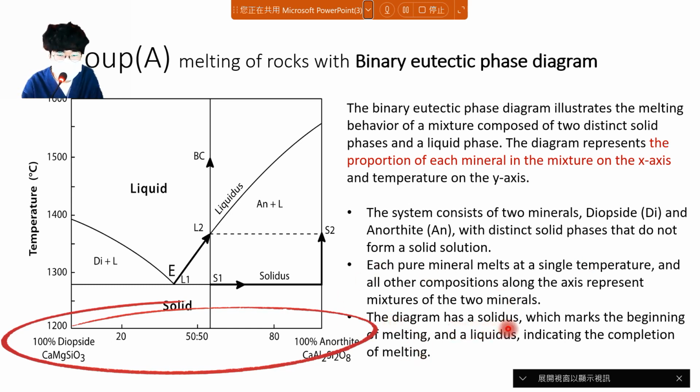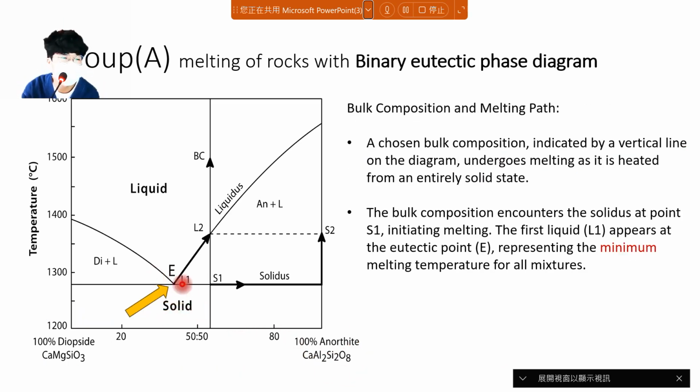The diagram has a solidus, which marks the beginning of melting, and a liquidus, indicating the completion of melting. And here we see the eutectic point. The first liquid appears at the eutectic point here, representing the minimum melting temperature for all mixtures.